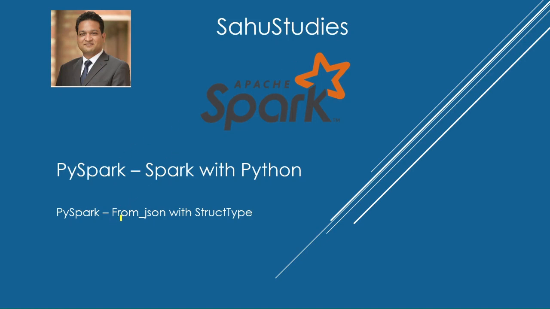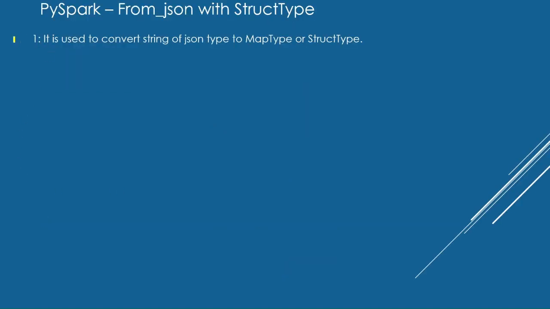In this video, we are going to see how the from_json function works with a struct type in PySpark. So why do we use the from_json function? The from_json function is used to convert a string of JSON type to a map or a struct type.